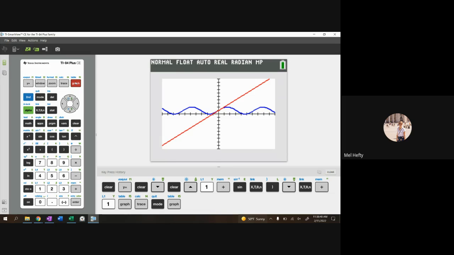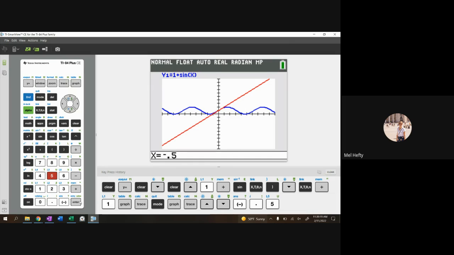All right. So what I want you guys to do is we're going to fill in this table. You're going to do it however you would like, though trace is a great option. For the 1 plus sine x part, if you're at the top left, see how it's blue and we're on y1. If you want to switch that, you can just go up until it's red. So I'm going to plug in negative 0.5 and press enter.